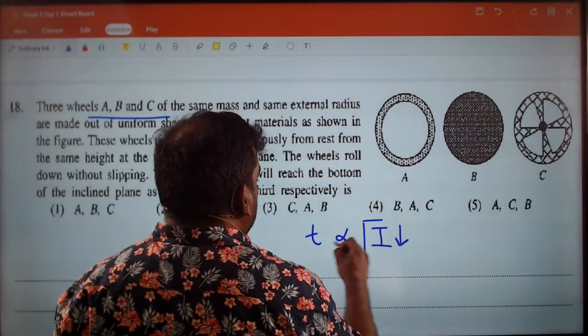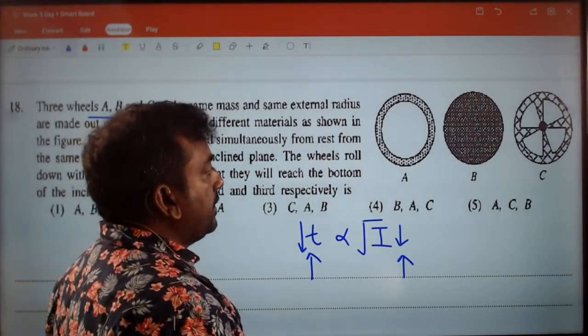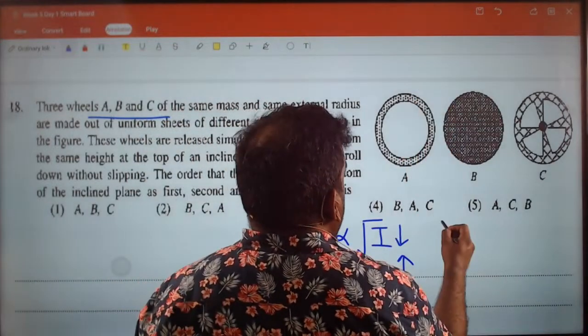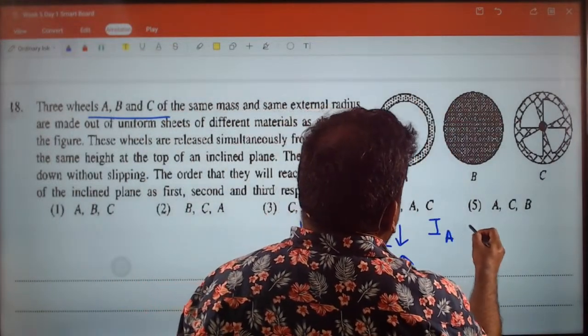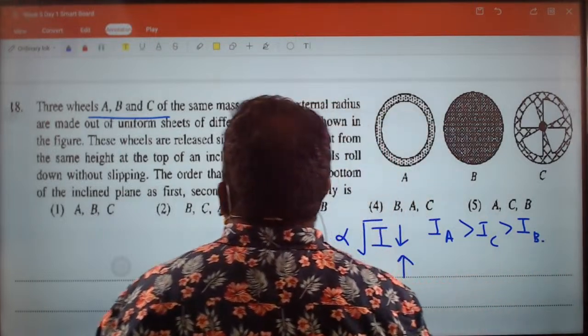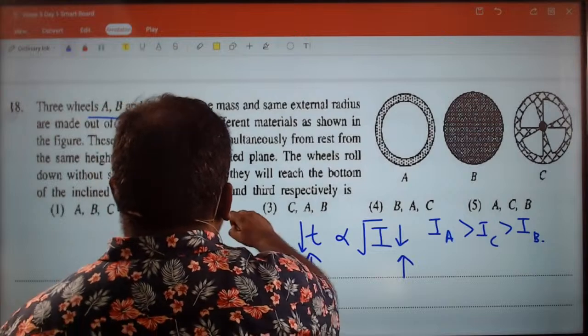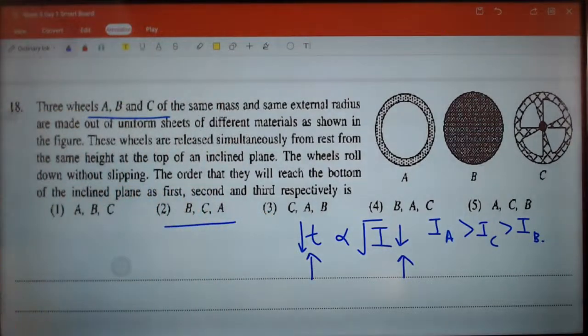Inertia small, time is less. Inertia large, time is more. Right. So which has the greater inertia? IA is larger than IC, larger than IB. So which will reach first, the one with the smaller inertia? B, C, A. Correct answer is answer number 2. The time taken to reach the bottom.